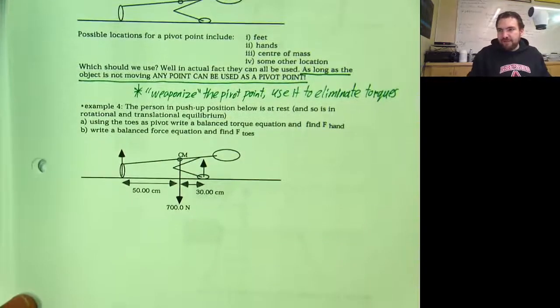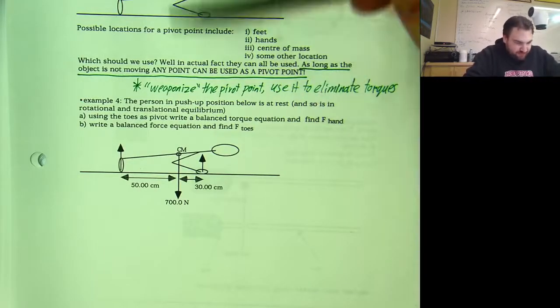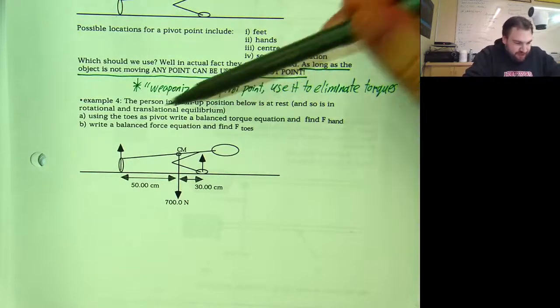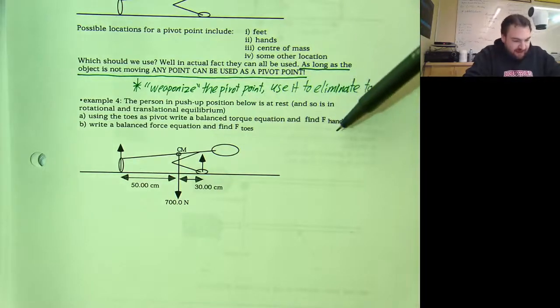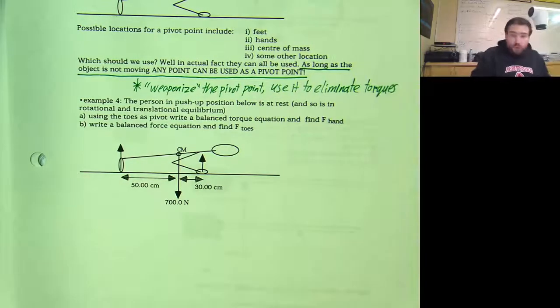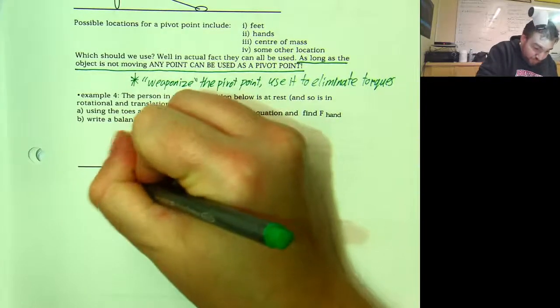So here we go. We've got example 4 here. The person in a push-up position below is at rest, and so is in rotational and translational equilibrium. Using the toes as a pivot, write a balanced torque equation and find F hands. So we're told to use this as the pivot point. So we're going to draw it in.